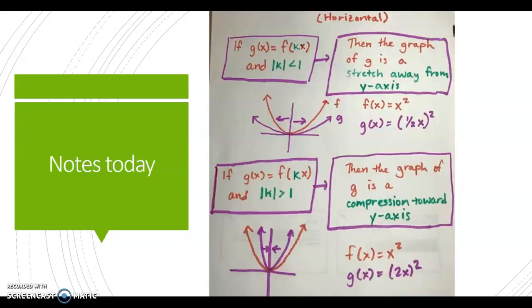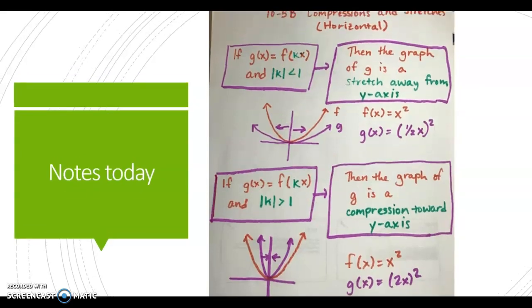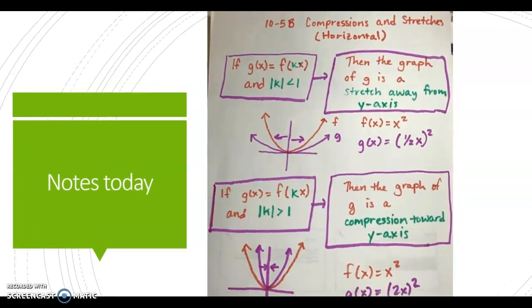Here are the notes that I have for today. I guess you can't really see the top of it. I'll scan up a little bit so you can. So I have 10.5b, which are compressions and stretches, horizontal ones. And then I have the if-then statements, and I also have examples below each one. So those were my notes for today.